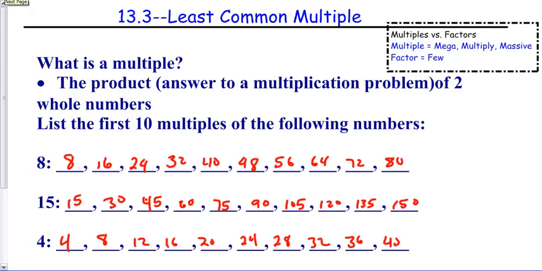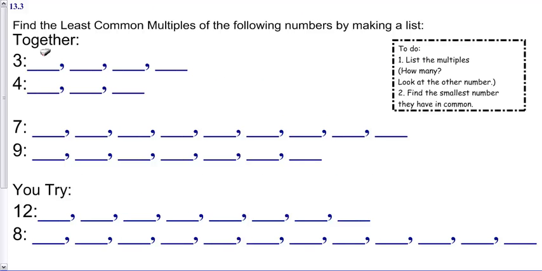Okay. So let's figure out how to find the least common multiple. Now, some questions may arise. How many multiples do I list? Well, look at the other number. It'll tell you. So that's step one. Step 2 is to find the smallest number that they have in common. So again, step 1, how many do I list? Well, I look at the other number.